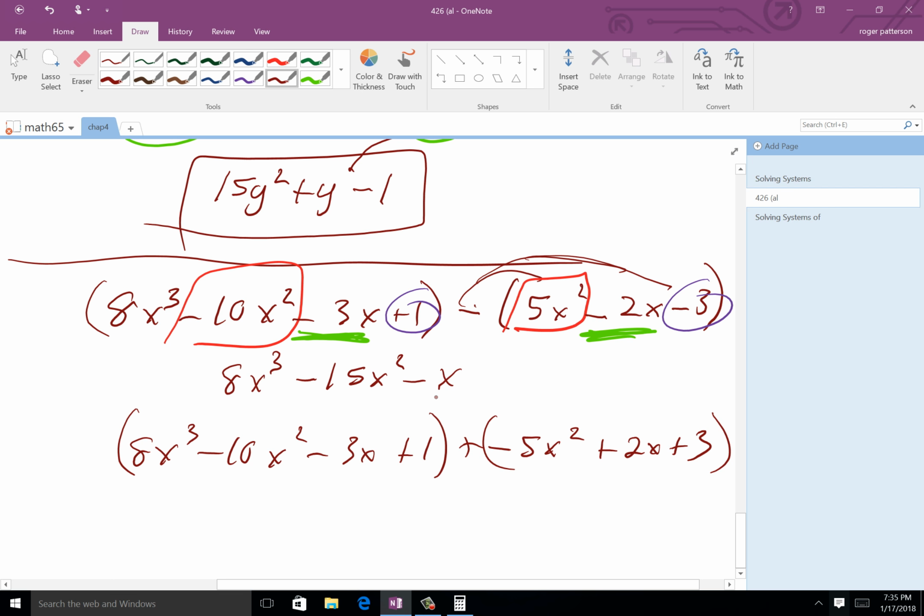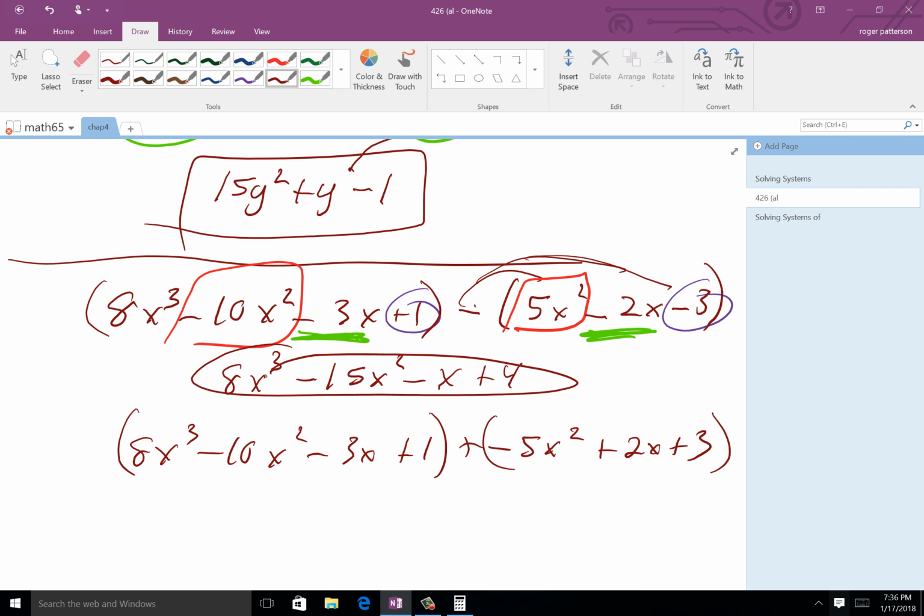All right. And then I got a 1 minus negative 3. So that's going to change to a positive. So it's going to give me a plus 4. All right. And there's my answer. Notice you're going to get the same thing if you distribute the negative through. So we have 8x cubed, minus 10, minus 5, minus 15, minus 3 plus 2, negative 1, minus, plus 1 plus 3, negative, plus 4. So you're going to get the same thing.